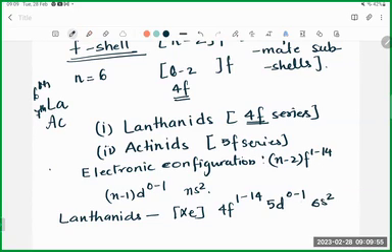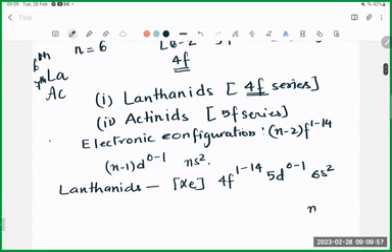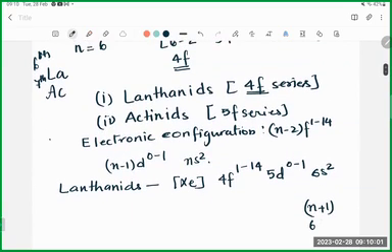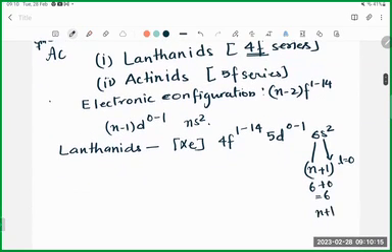This electron distribution is based on the n plus l rule. For 6s, this is the n value and this is the l value. For s, the l value is 0. If it is p, then l is 1. If it is d, l is 2. So 6 plus 0 is 6. Similarly for 5d, 5 is n and d is l, so l is equal to 2. Got it? So 5 plus 2 is equal to 7.